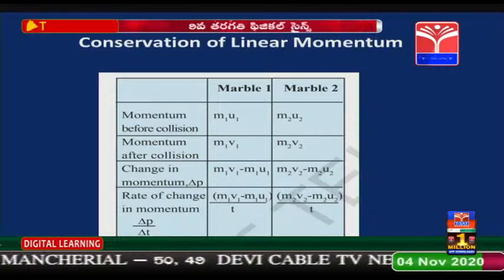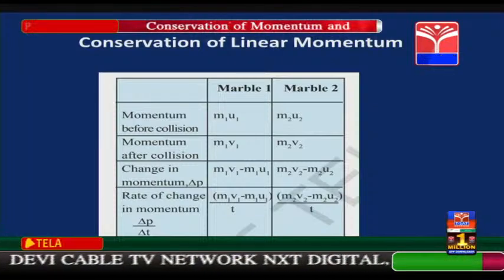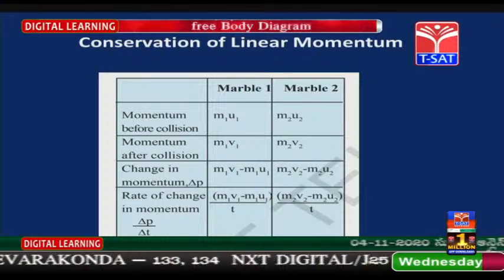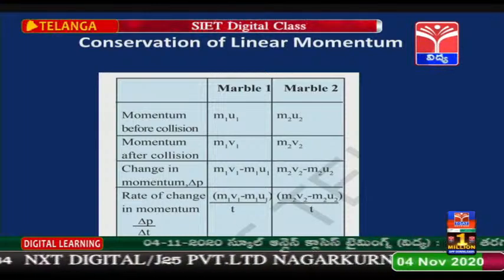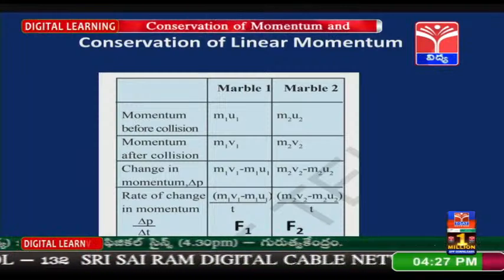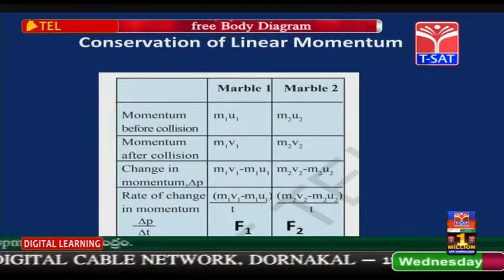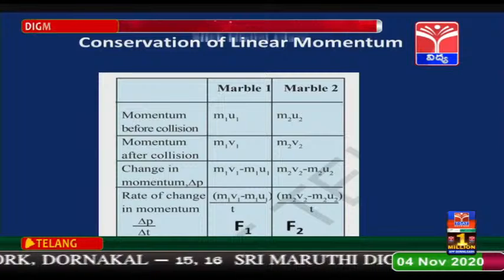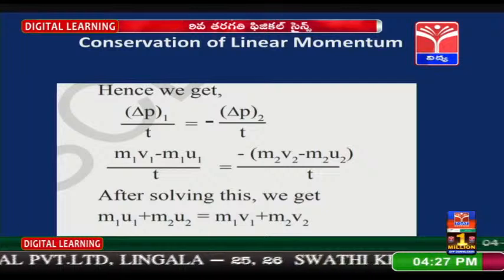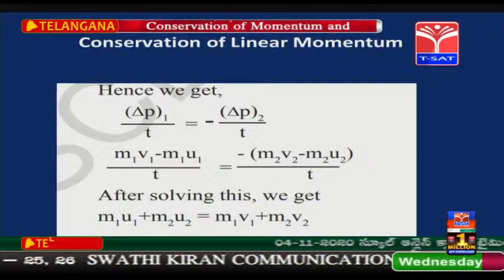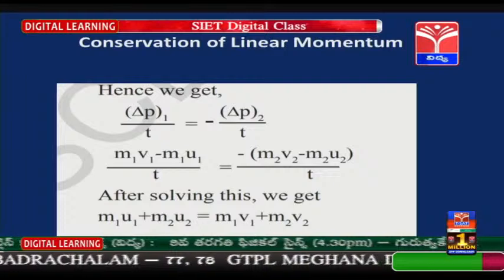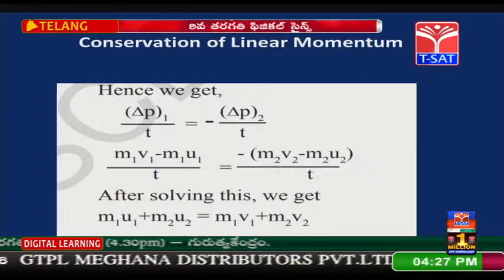The rate of change in momentum is given by m1 v1 minus m1 u1 by time t for the first marble and m2 v2 minus m2 u2 by t for the second marble. And these momentums have changed because of the action and reaction forces, which are F1 and F2. Because F1 is equal to minus F2, we can equate them. So, m1 v1 minus m1 u1 by t should be equal to minus of m2 v2 minus m2 u2 by t. Solving this, we get m1 u1 plus m2 u2 equal to m1 v1 plus m2 v2.